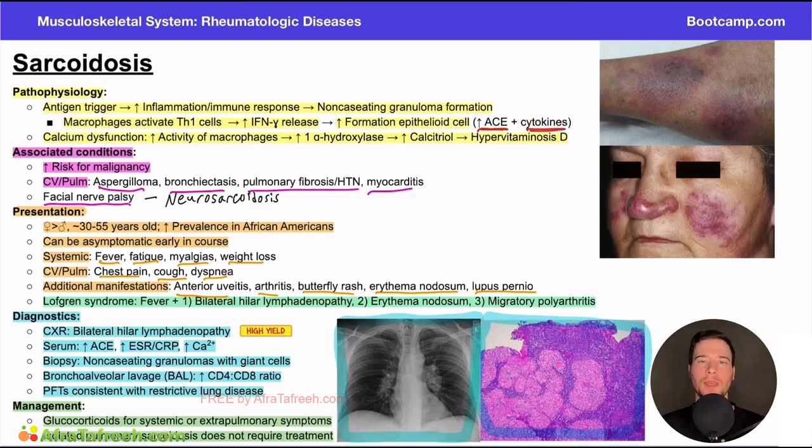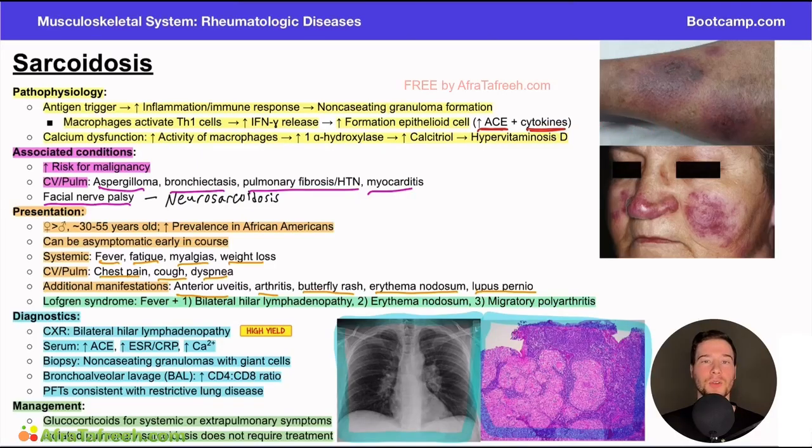So a possible vignette they can use to test this concept is to give you something along the lines of a 31-year-old patient presents to the clinic with new onset dyspnea, malaise, and redness in her eyes. The patient also reports noticing nodular purple lesions on both of her cheeks right next to her nose. On physical exam, the patient has hepatosplenomegaly, and the chest x-ray shows the classic hilar lymphadenopathy.